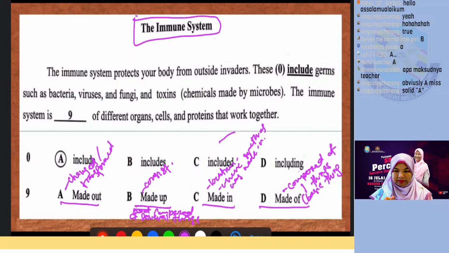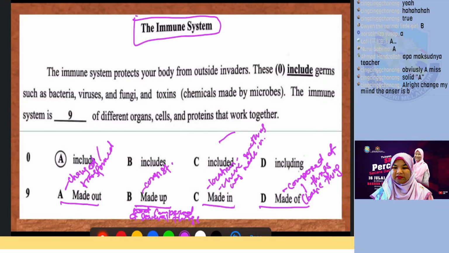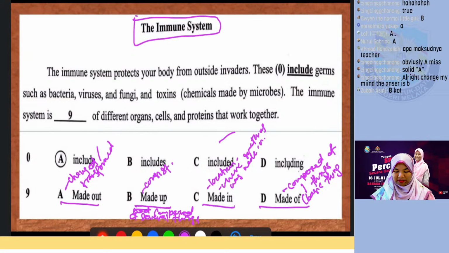And made in, we use made in if we want to talk about location, where something was made in, di mana sesuatu benda tu dibuat. And the last one, we use made of if we want to say the things that are made or composed of one thing. Dia diperbuat daripada satu atau benda basic. Satu benda je.